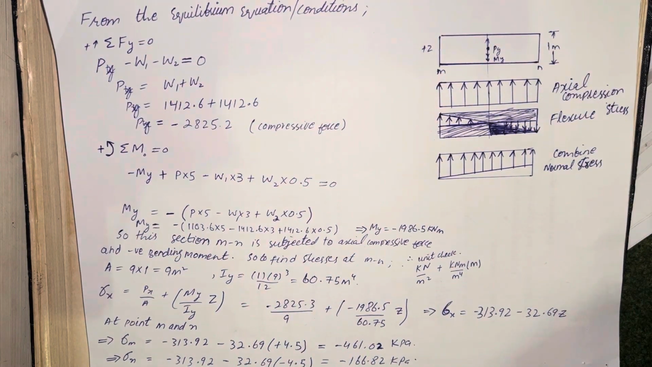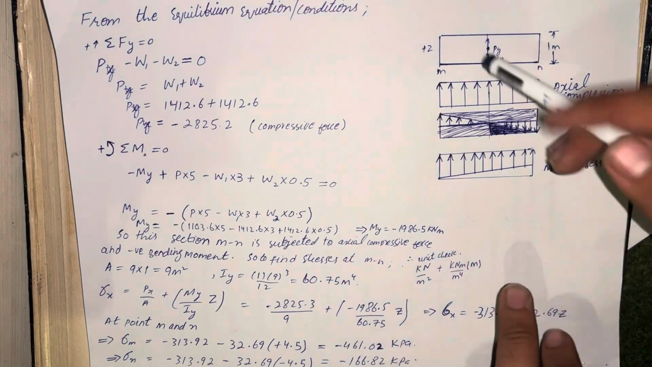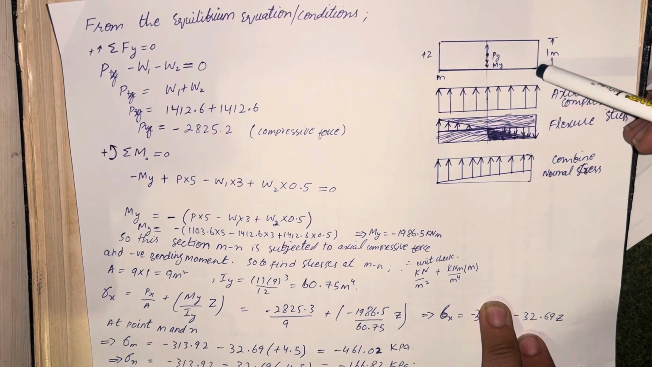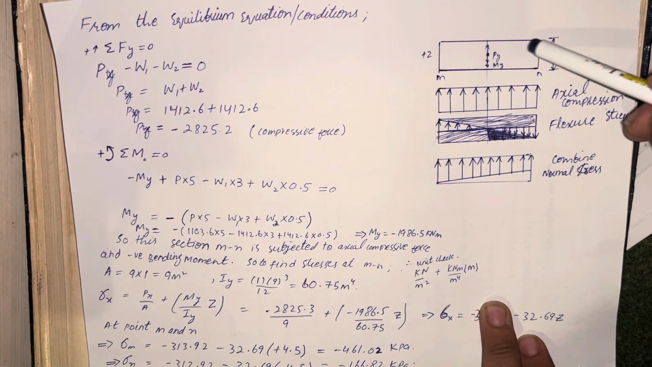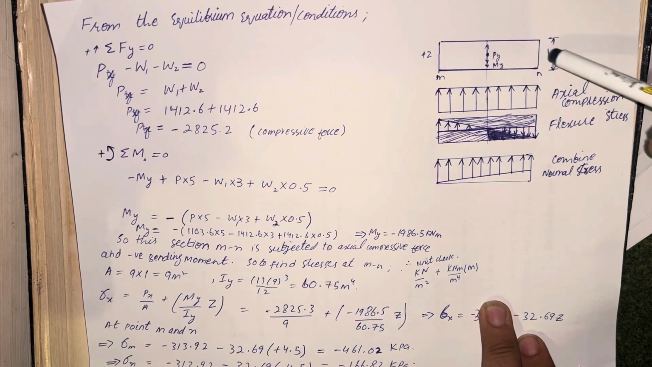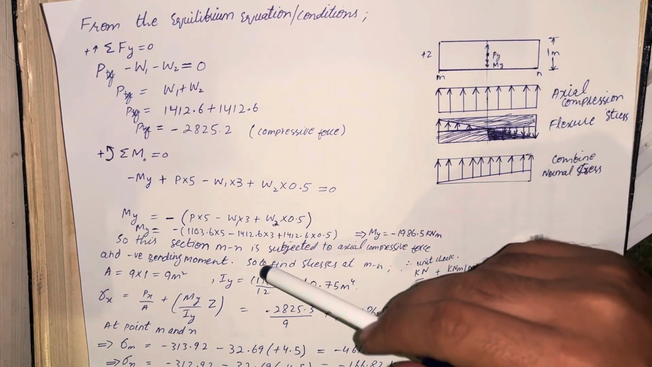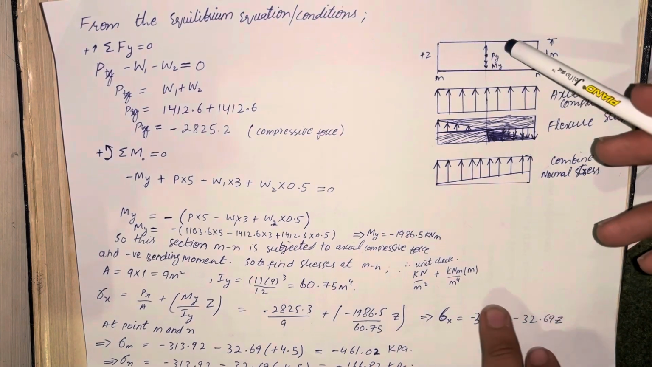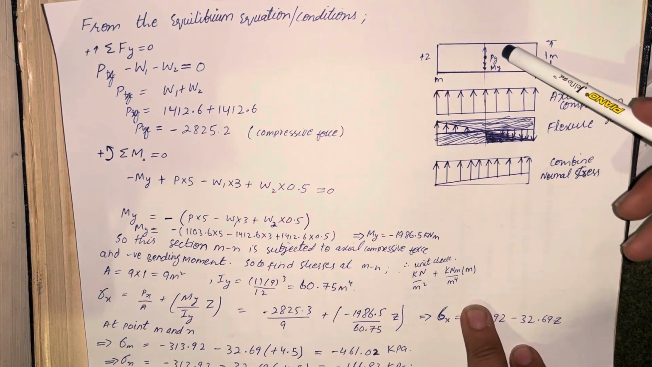Okay, so to find the combined stresses, just calculate the geometric properties. Here, for the area of this section, the width of the base is 9 and the length is 1 meter, because we are calculating these stresses at this length. So we have to find the area of this region, because in this region we are calculating the combined stresses.